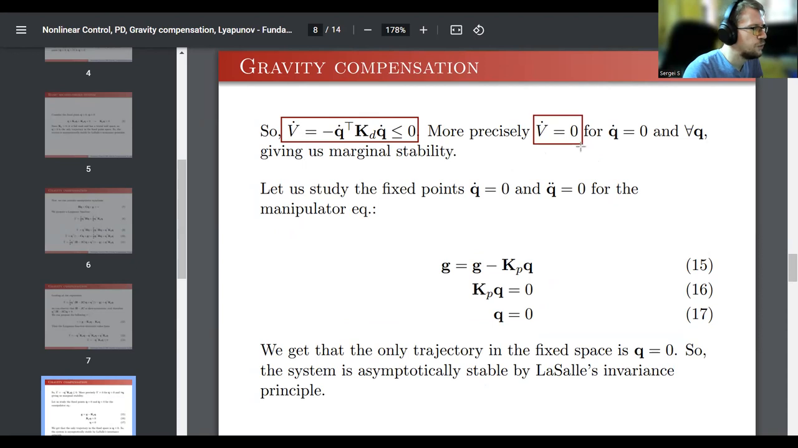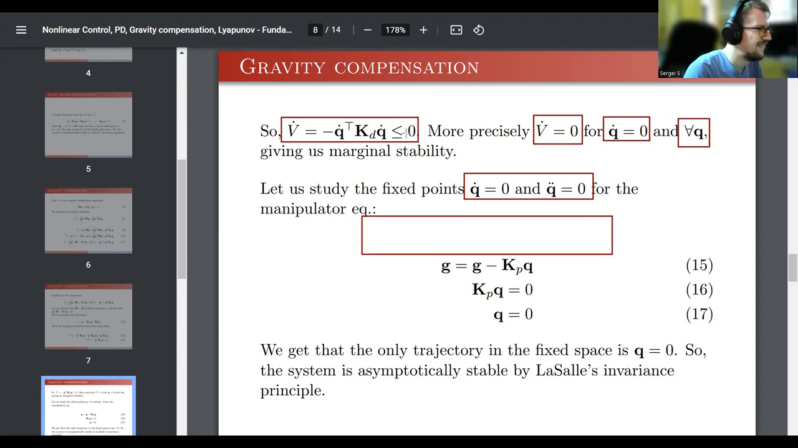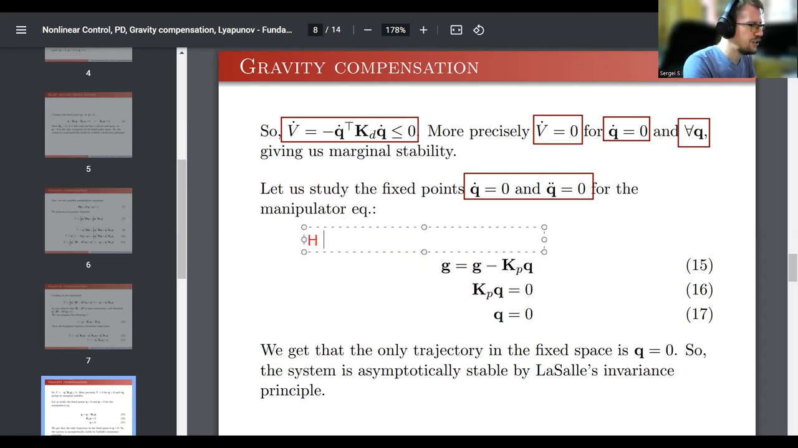The derivative of the Lyapunov function will be equal to zero for zero velocity and any q. Now, substituting q dot and q double dot into the dynamics, I should have put that here; that was an unfortunate omission. Let me just write here what we have, the dynamics. So it is H times ddq plus C times dq plus g equals g minus kd times dq minus kp times q.